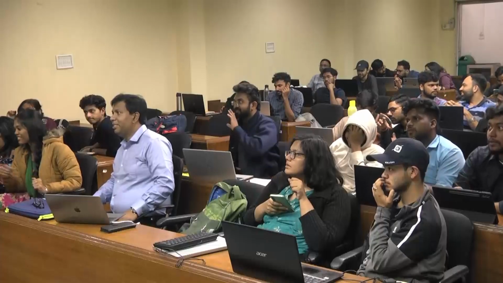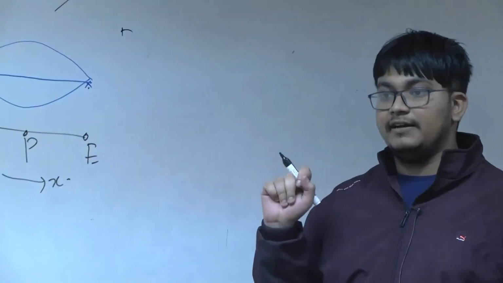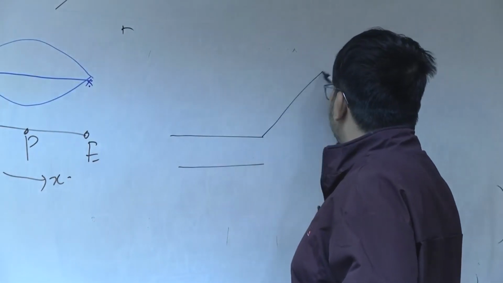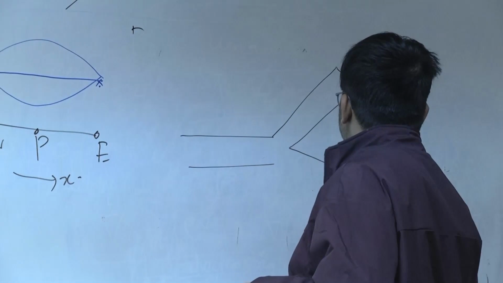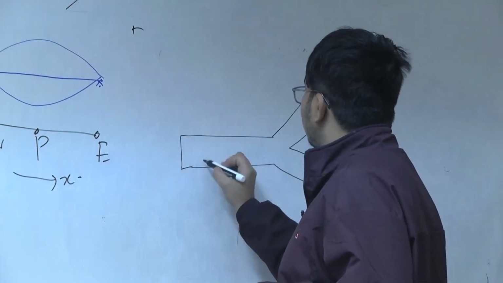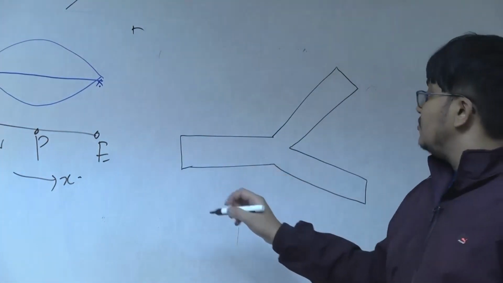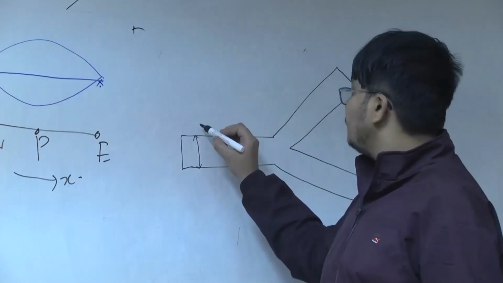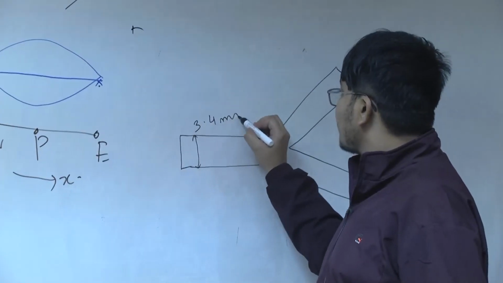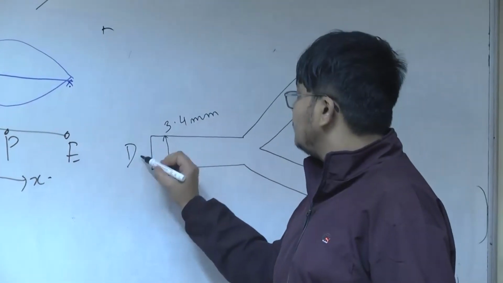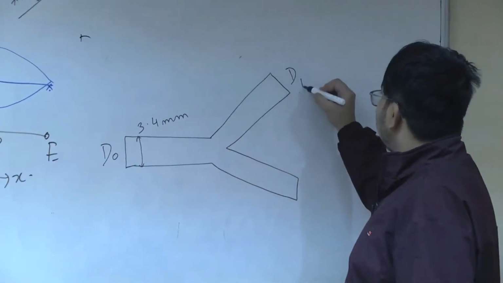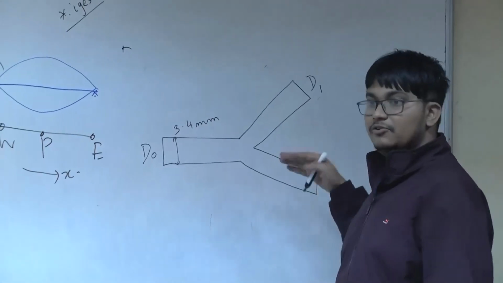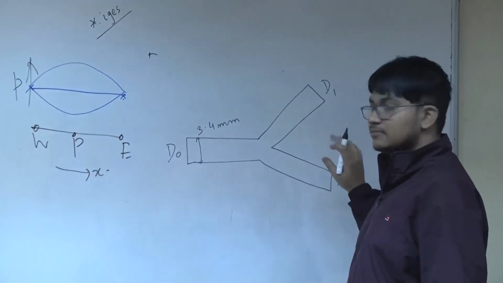Some have asked what the dimension is for that bifurcating channel. So the bifurcating channel, if I draw it in 2D, it's something like this. Here the diameter is the same as what we have taken for the straight channel case, 3.4 millimeter. If I name this as D0 and these two as D1, I have taken these two to be the same diameter. It's a symmetric case. You can do the axisymmetric case and play with that.